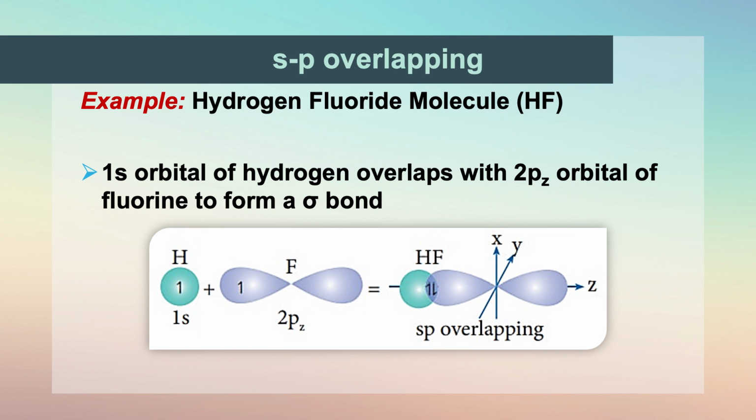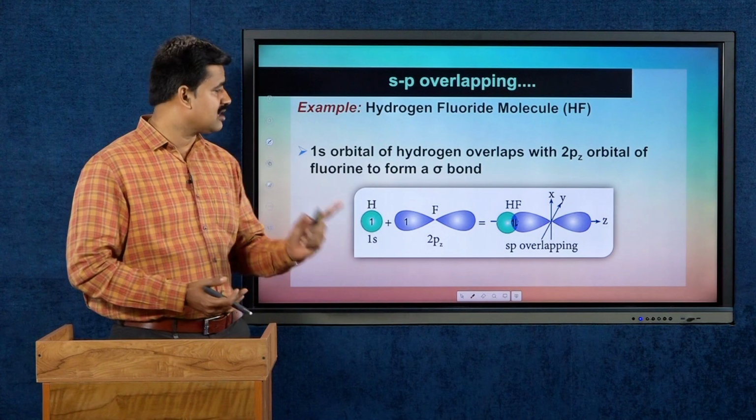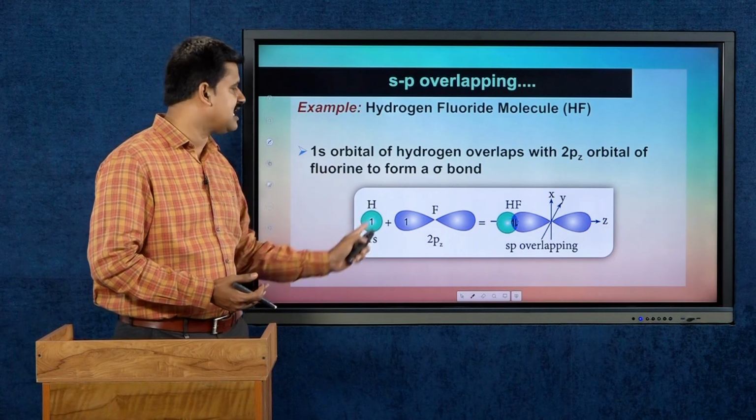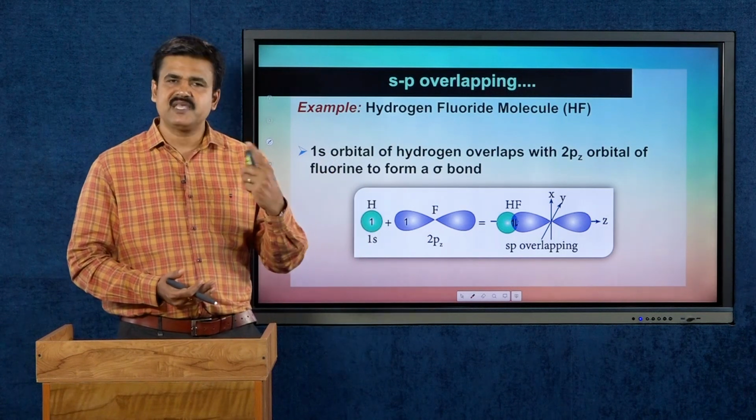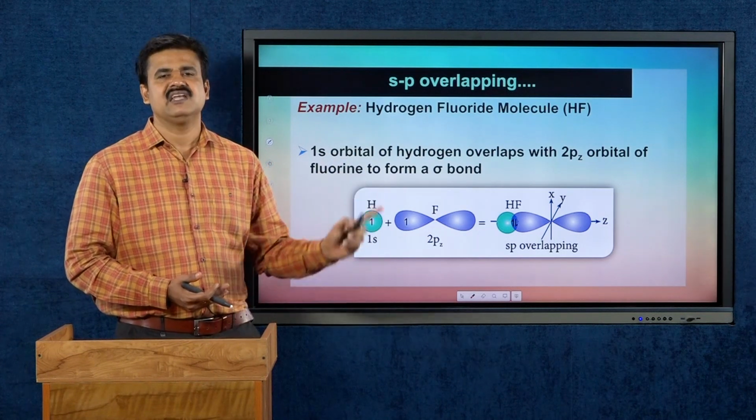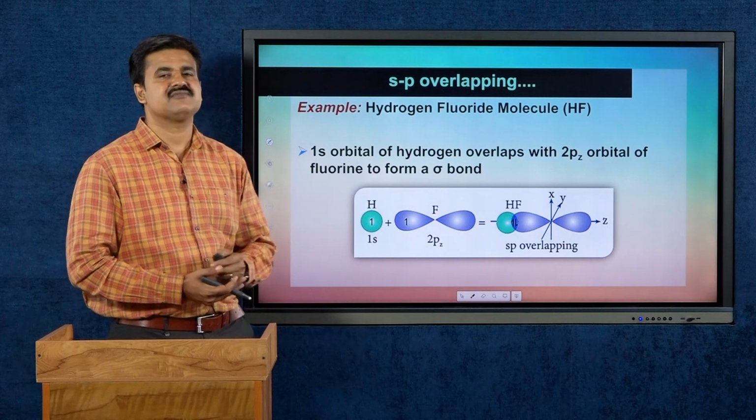This is the 1s orbital of hydrogen, which is half-filled. This is the 2pz orbital of fluorine, which is also half-filled. There occurs overlap between the s and p orbital, or sp overlap happens here, leading to the formation of the HF sigma bond.